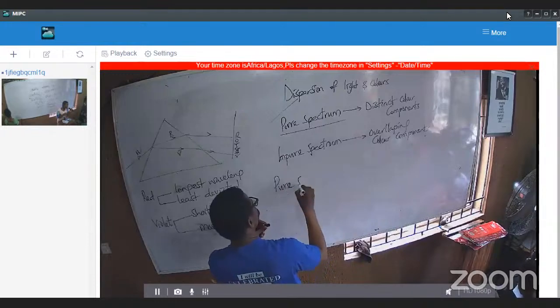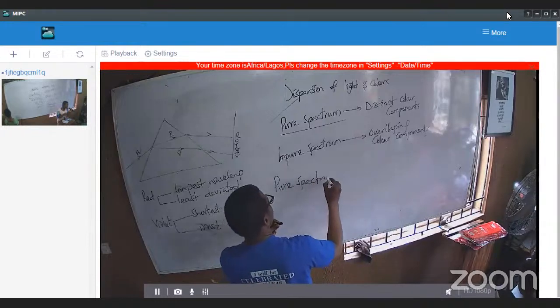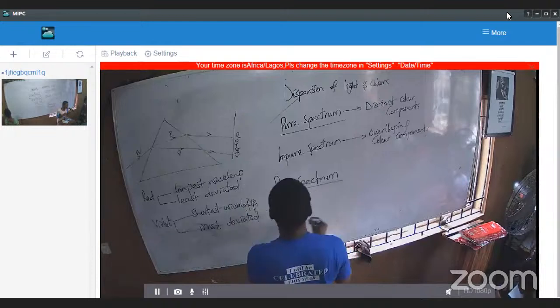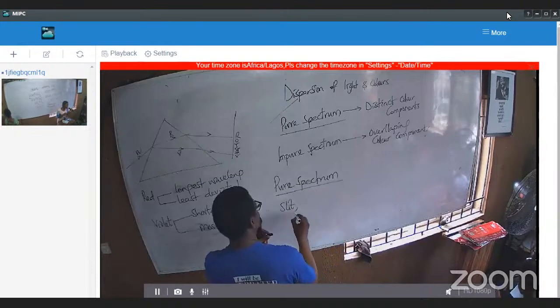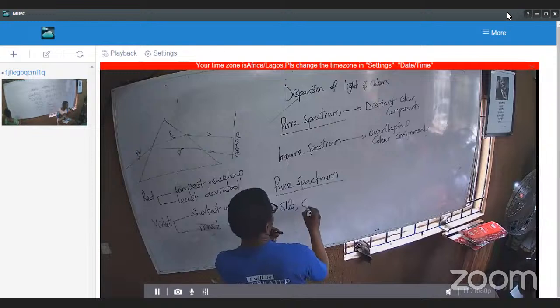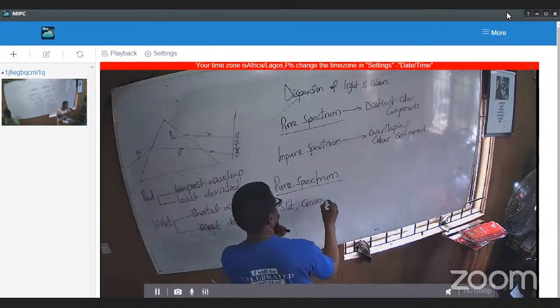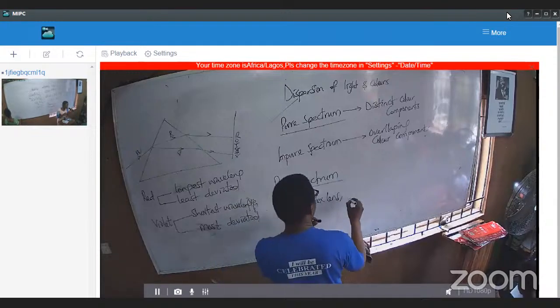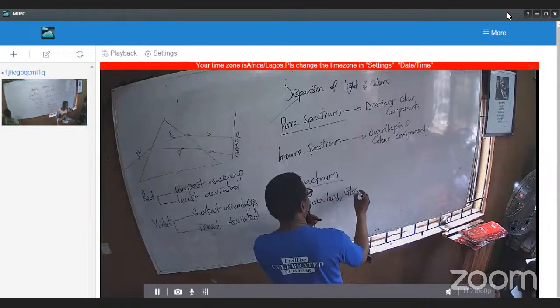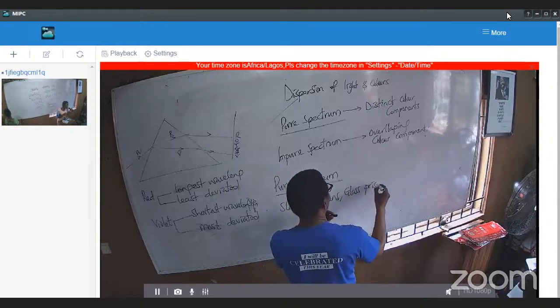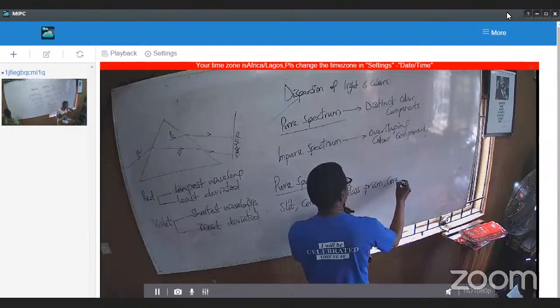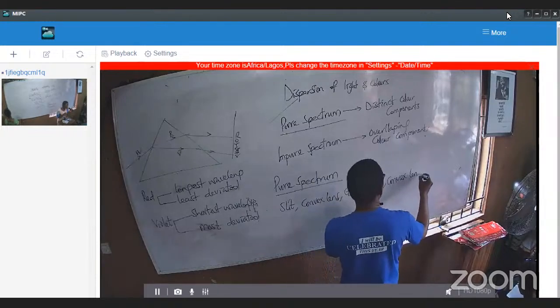Now for pure spectrum, number one, you need slits. After slit, you need a converging lens. After that, what do you need? Glass prism. After glass prism, what do you need? Convex lens again, and then you now need a screen.